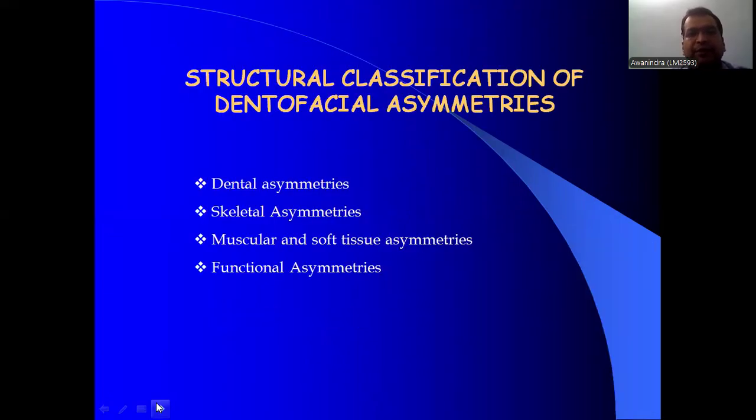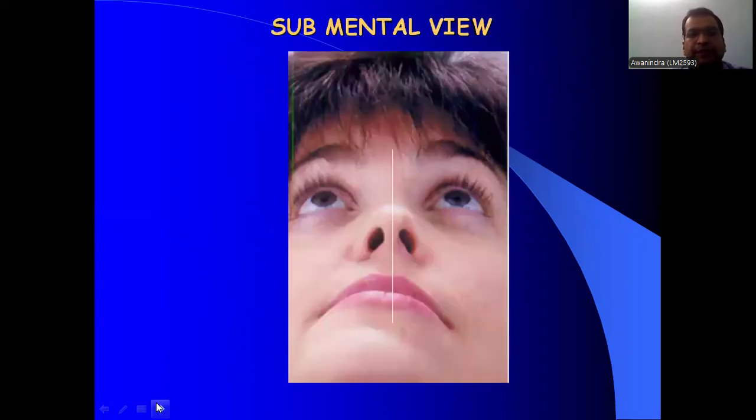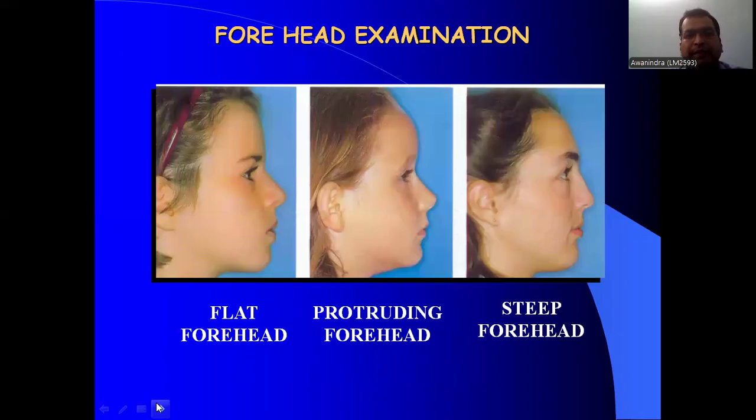Structural classification of dentofacial asymmetry is dental asymmetry, skeletal asymmetry, muscular or soft tissue asymmetry, or functional asymmetry. This is how the symmetry from the lower mandible is noted by submental view examination. Forehead examination: flat forehead, protruding forehead, or stiff forehead.